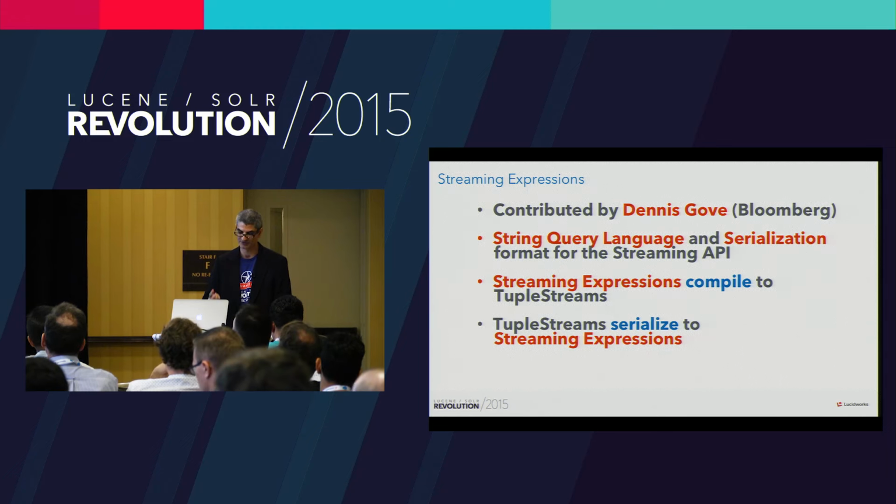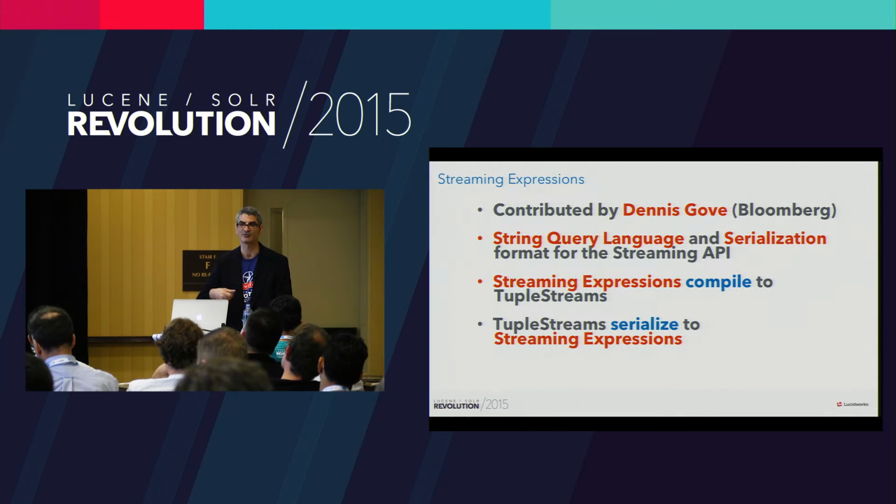So what the streaming expressions are is both a query language, a string query language, which is essentially a parallel computing query language, and it's also a serialization format. So it solved both problems at once. You can write a query that gets compiled to the streaming API once it arrives on the server. And so now you don't have to write Java to do parallel computing on this. You can just write a streaming expression.